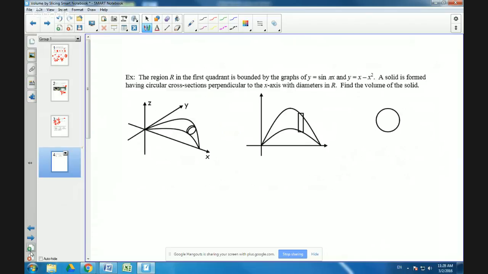So we got about 10 minutes here. Let's focus here and get done.